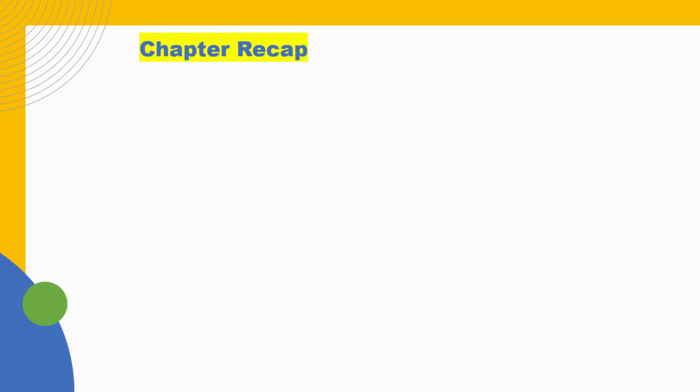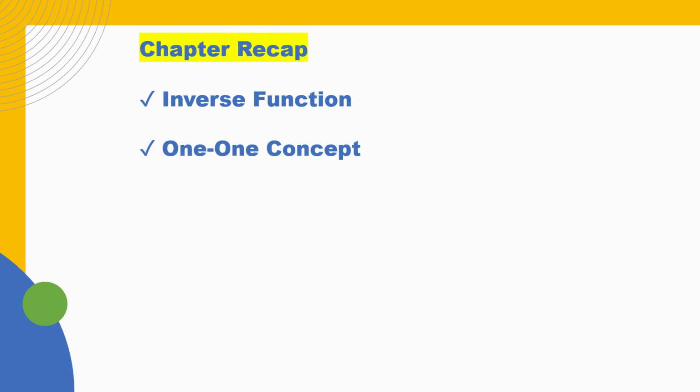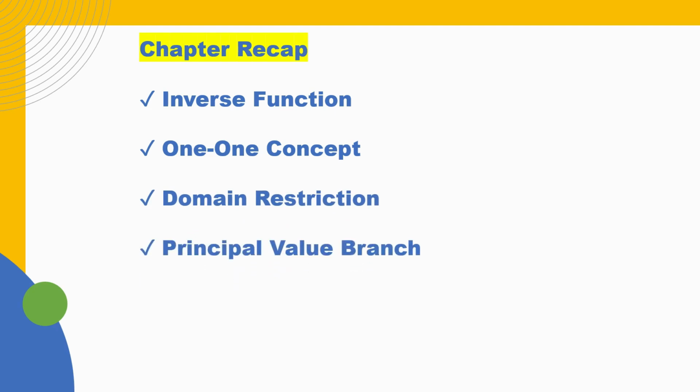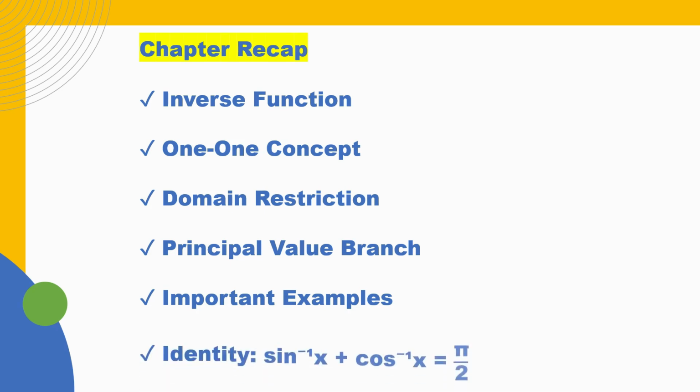Let's quickly connect the entire story. Inverse functions need one-to-one functions. Trigonometric functions are not one-to-one on their complete domains. Therefore, we restrict the domains. This creates principal value branches. Principal values help us define inverse trigonometric functions uniquely. And once you understand principal values, most questions in this chapter become straightforward.